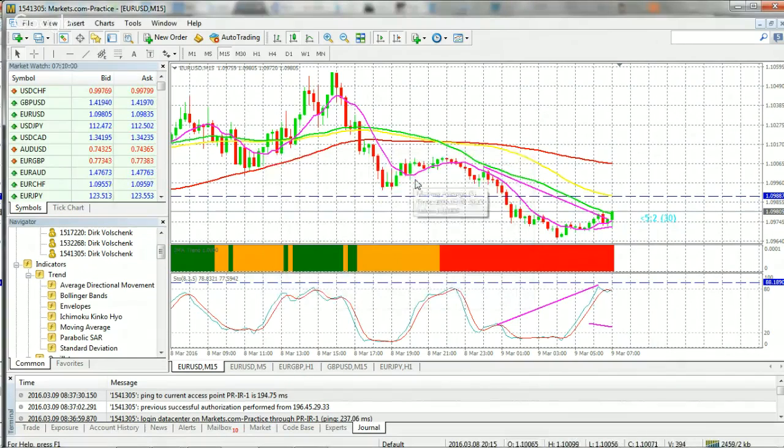When we have the lines all running in the same order, in other words, here's the 30, the green one. There's the 50, the yellow one, and the red one is the 100.